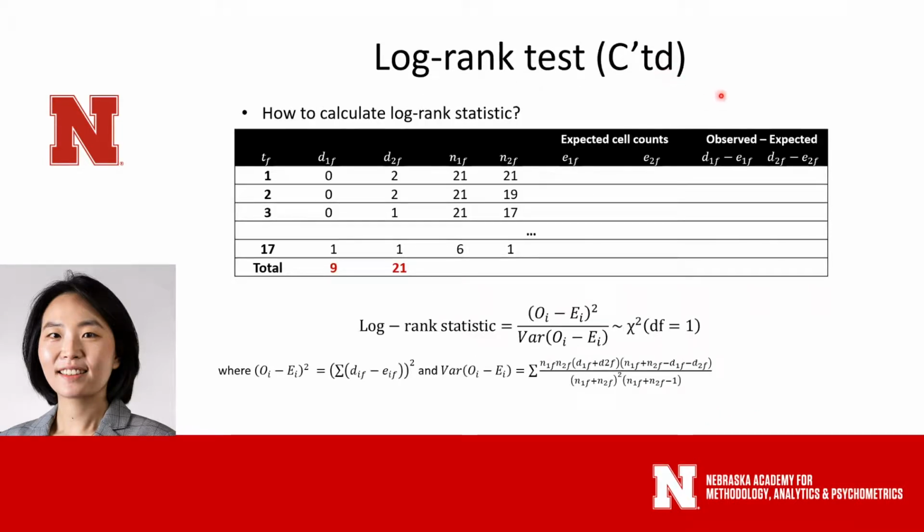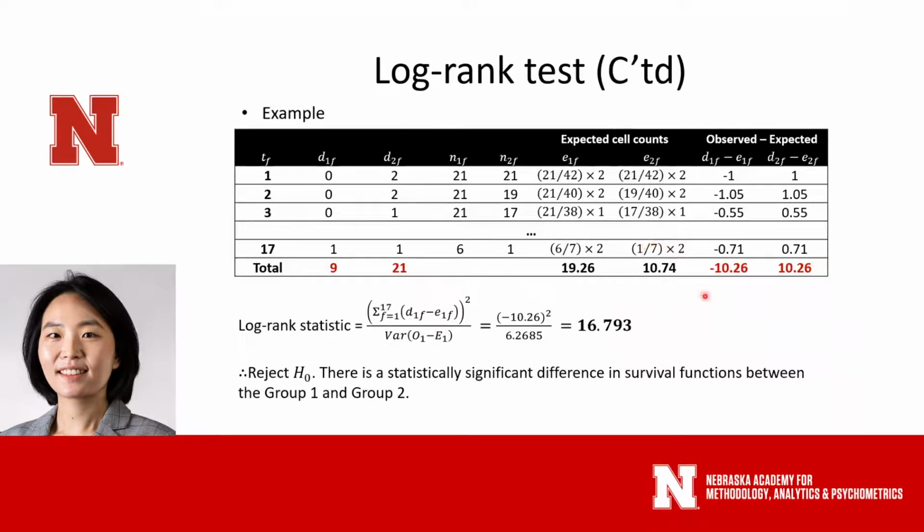Once you calculate expected cell counts per group, you need to get the difference between observed cell counts and expected cell counts. Once you sum all the differences across time points, we can put it into this formula and get the log rank test statistic. We assume that this test statistic follows a chi-square distribution with degrees of freedom of 1. You can see that we can calculate the variance and the numerator using these formulas.